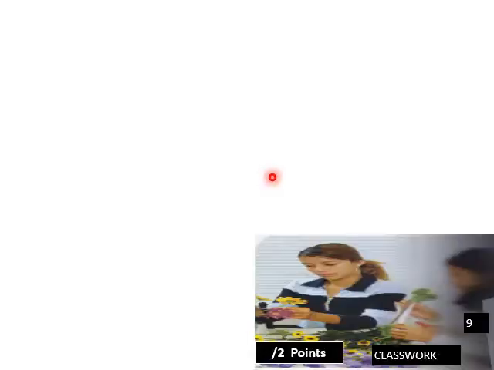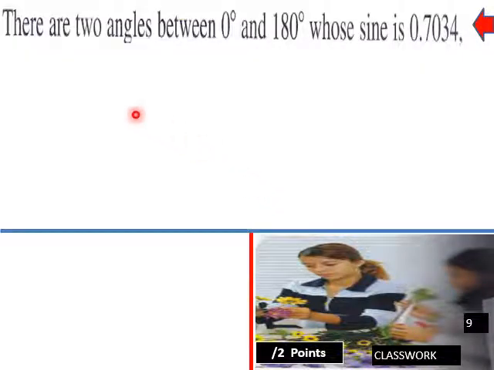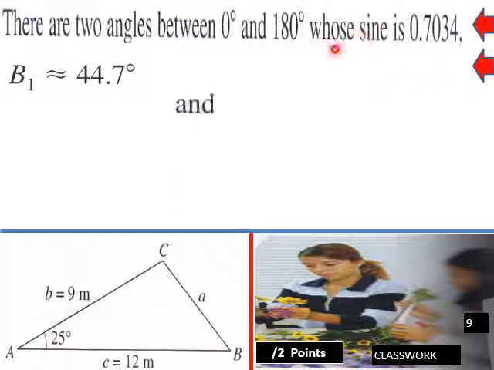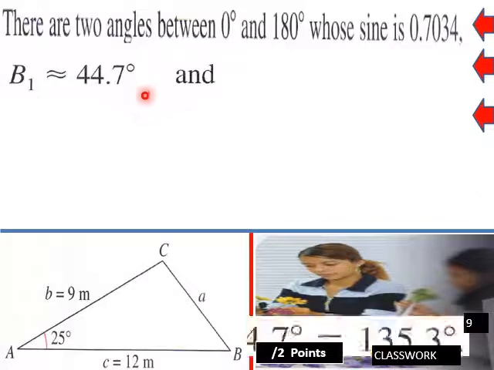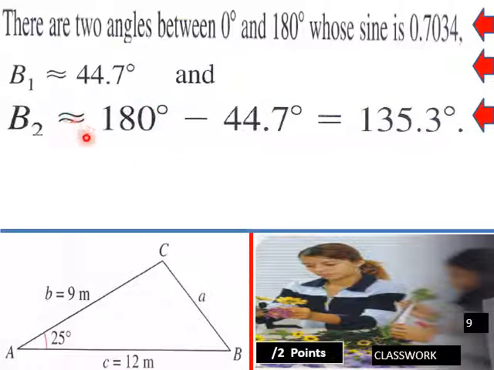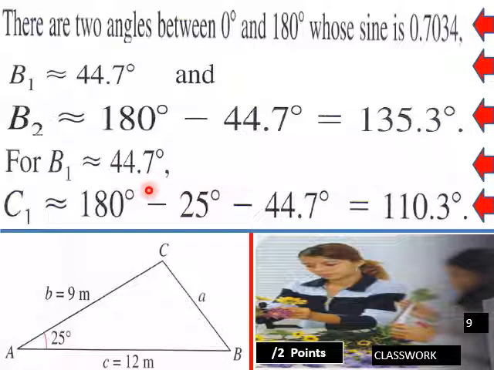0.7034. And then knowing that, there are two angles between 0 and 180 whose sine is 0.7034. Now B1 will equal 44.7 degrees, and B2 would equal 135.3 degrees. So which one is it? We have to ask. For B1 equals 44.7 degrees, our C1 here would be 110.3.